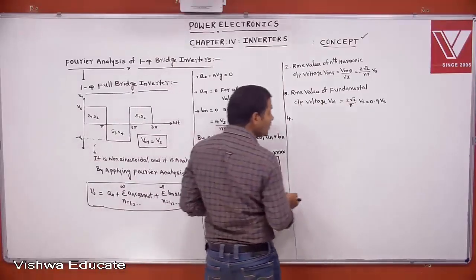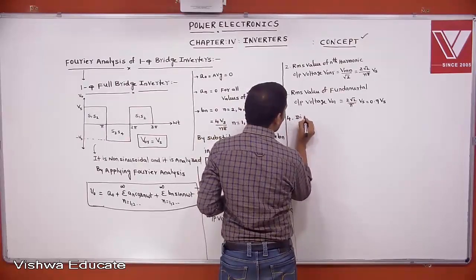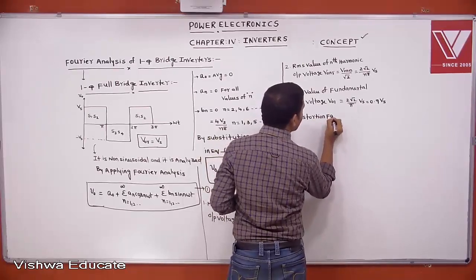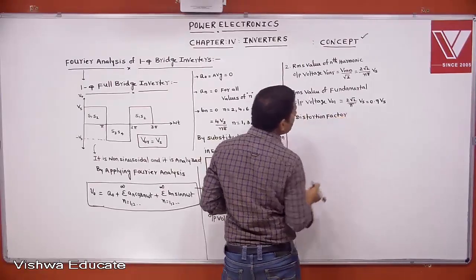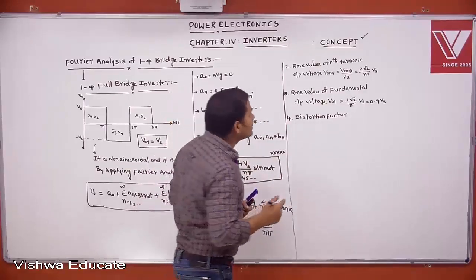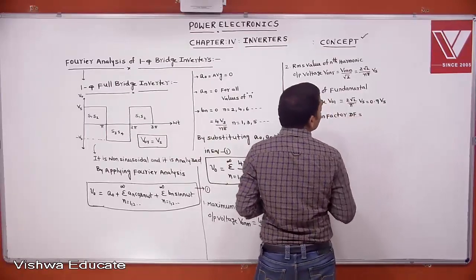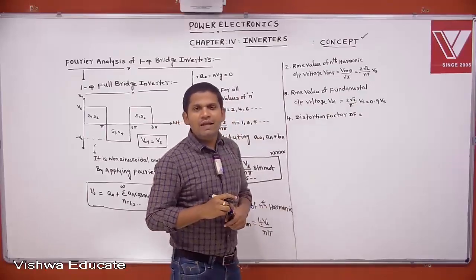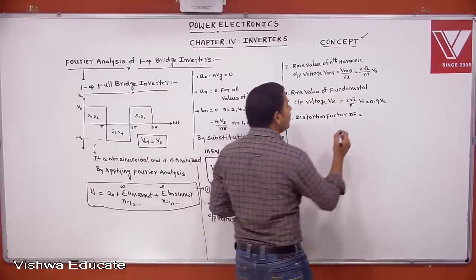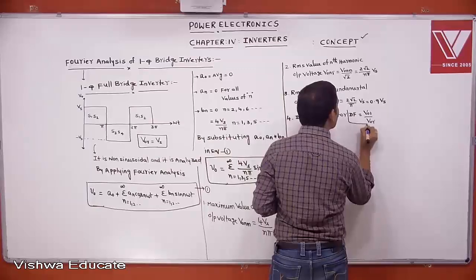Tell me, what is a distortion factor? How to write a distortion factor? Here distortion factor means we are talking about voltage distortion factor, because we are analyzing the voltage waveform. Voltage distortion factor, that is DF. The fundamental definition of distortion factor is fundamental by total RMS. What is the fundamental? V01. What is the total RMS? V0 RMS. This is the distortion factor.